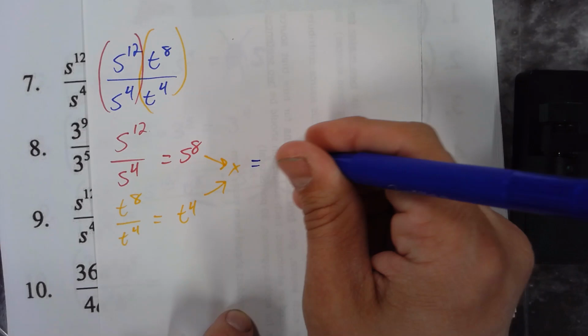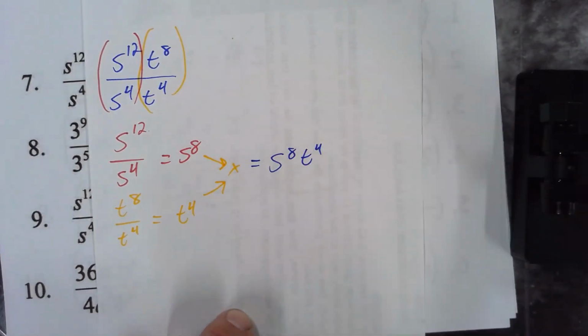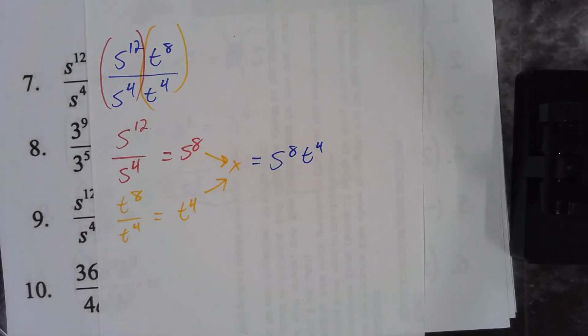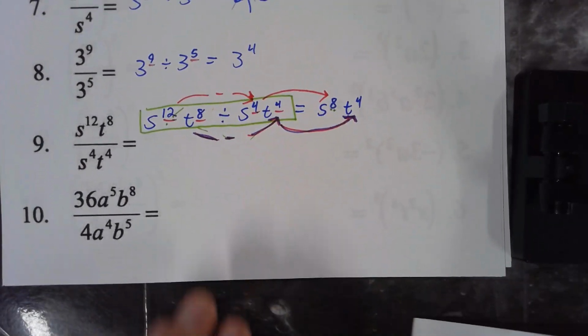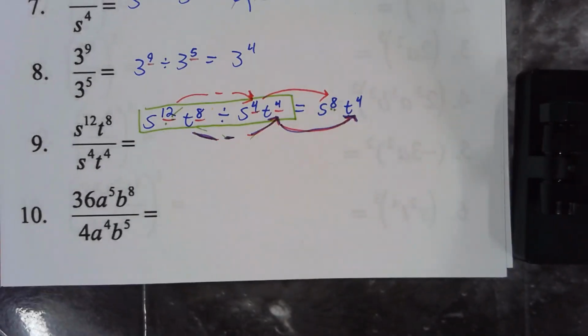And then I just put them back together. S to the 8th, t to the 4th. You can do the same thing for 10, yep. Well, okay, but with numbers, like 36 divided by 4, that's something that we can do. Are you talking about number 10? Yeah.